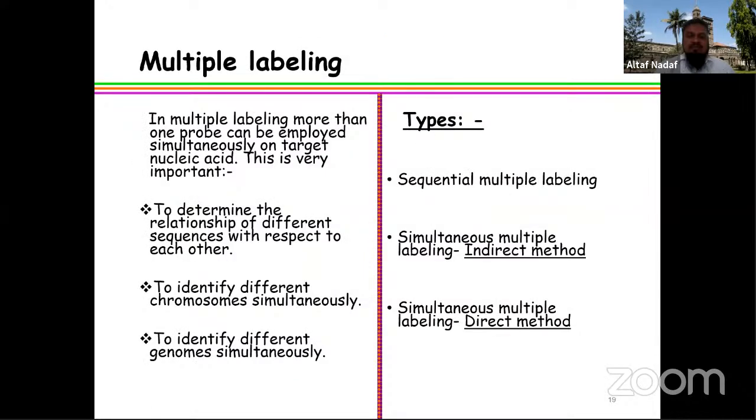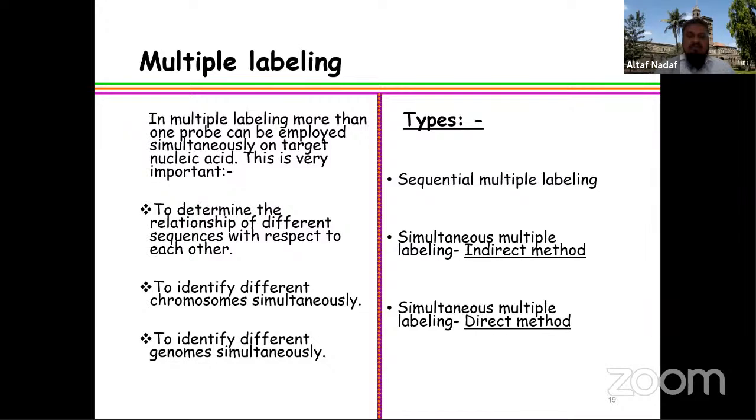Now the technique has been advanced so much that you can do multiple labeling. Suppose in humans you have 23 sets of chromosomes. Then each chromosome you can color separately, or label separately, using these chromosome specific probes. So in multiple labeling, more than one probe can be employed simultaneously on the target nucleic acid, and you can specifically label the different regions in the nucleic acid or different chromosomes.